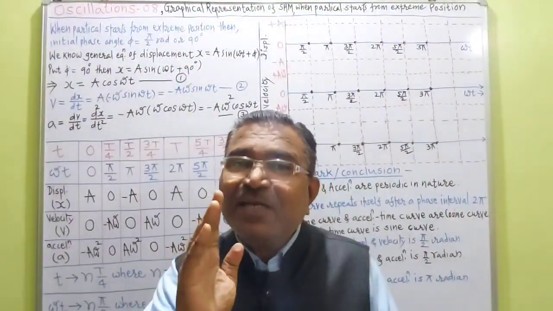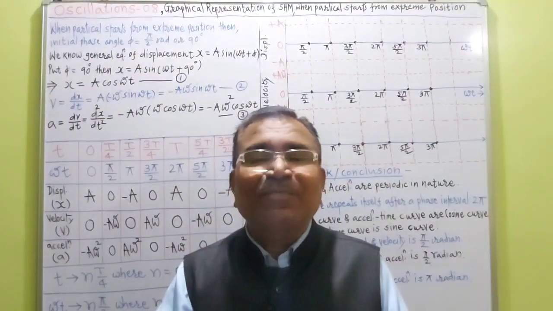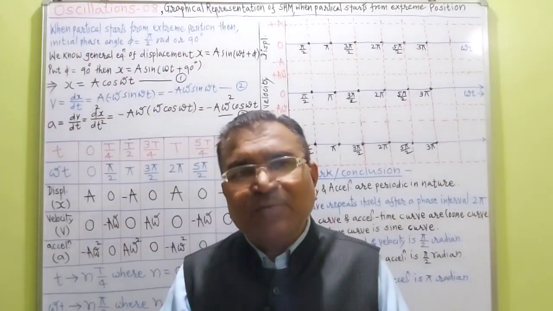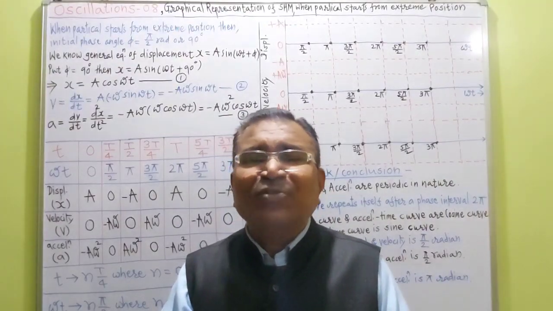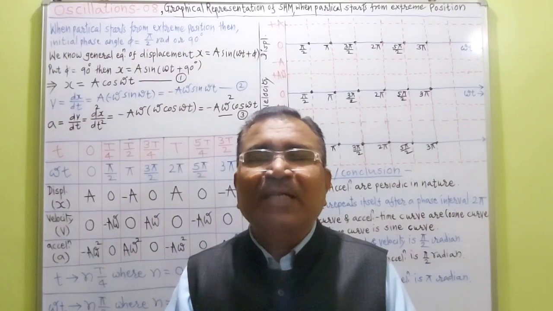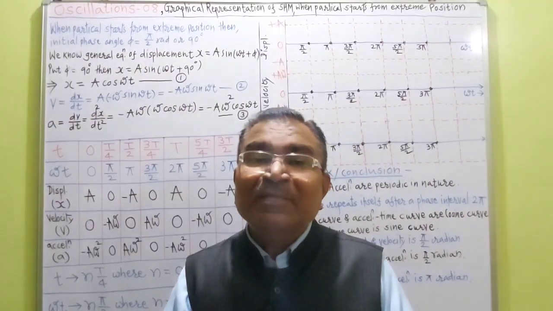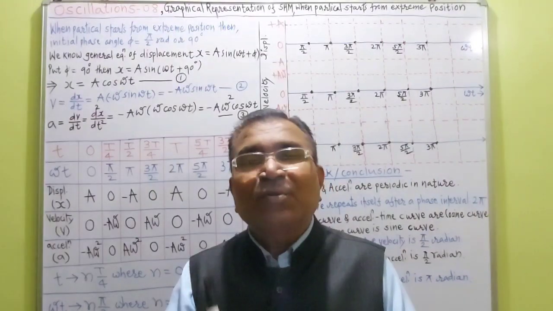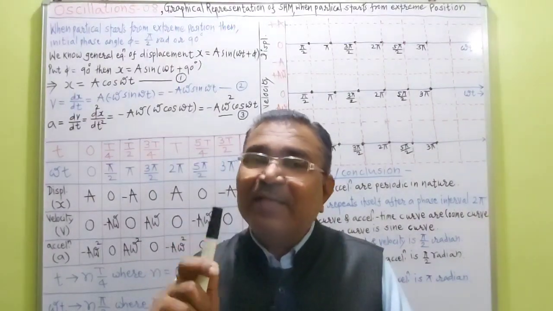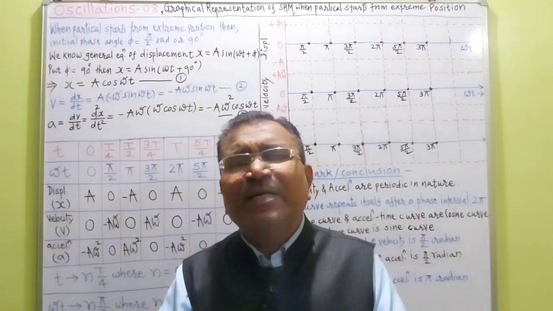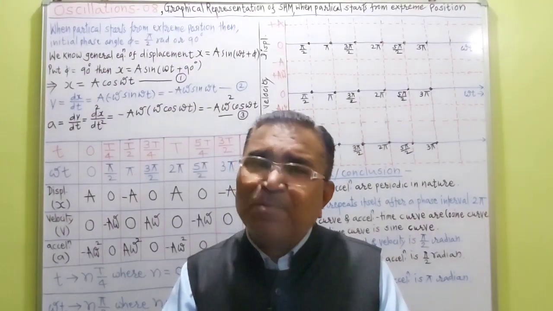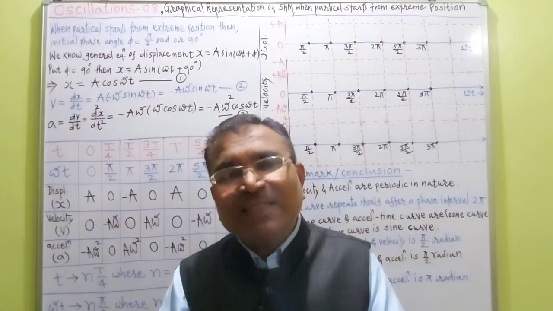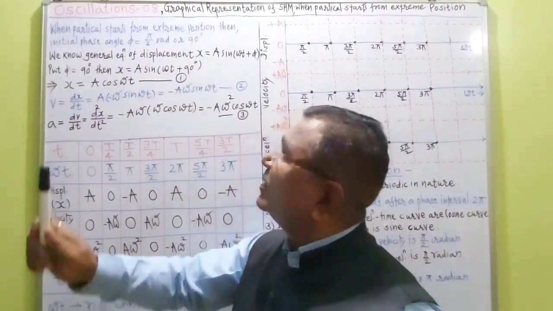When the particle starts from mean position, at that time the value of phi is equal to 0 degree, that we already know. The general equation of displacement of SHM, with which we are well familiar, is x is equal to capital A sine of omega t plus phi. Remember well, capital A stands for amplitude of SHM, while small a stands for acceleration in SHM. Here is a capital A.